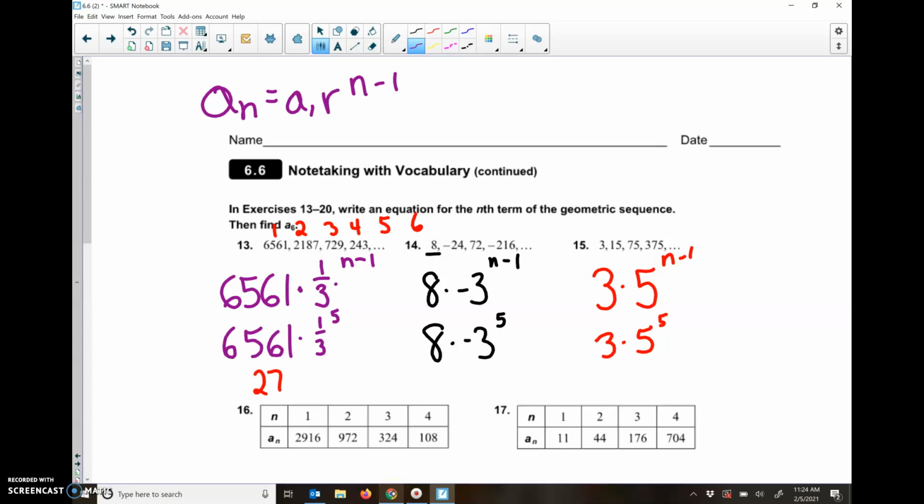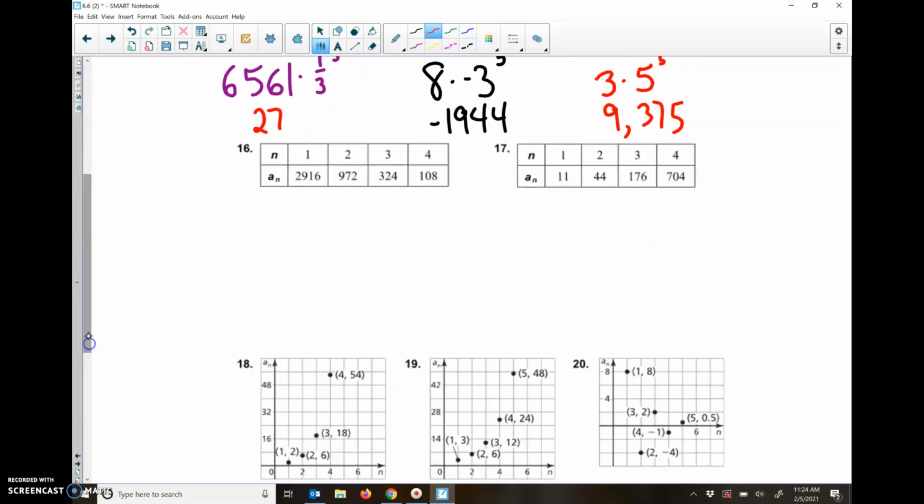So with some of these, I might just even do them by hand, because it's probably a little faster now that we're only looking for the sixth term. But if you go back and figure out this one, you get negative 1,944. And if you figure out this last one, you get 9,375.